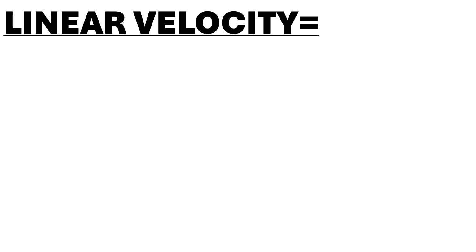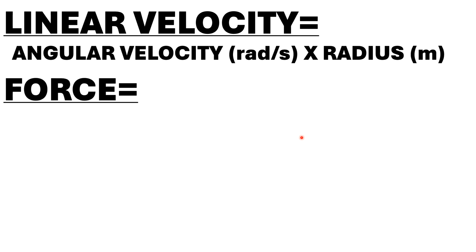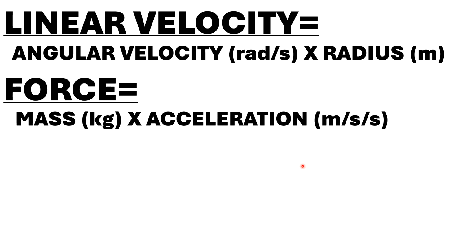More formulas. So linear velocity is angular velocity in radians per second that we saw before times the radius. You should know from math that the radius is half of the diameter in a circle. So it goes from the center of the circle to the circumference, to the end. Then force equals mass times acceleration. Remember that acceleration is speed or velocity divided by time.